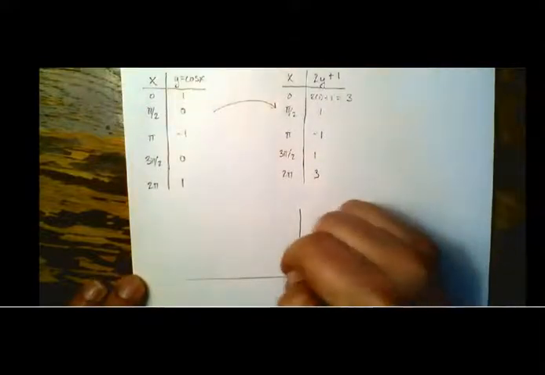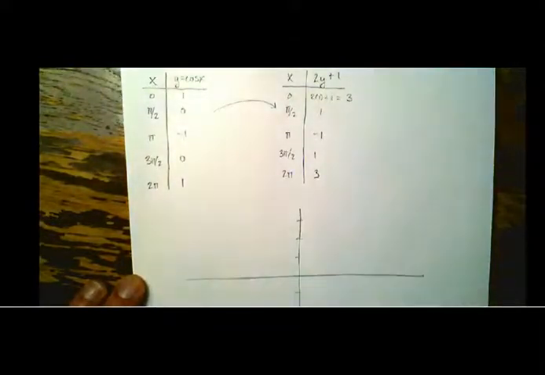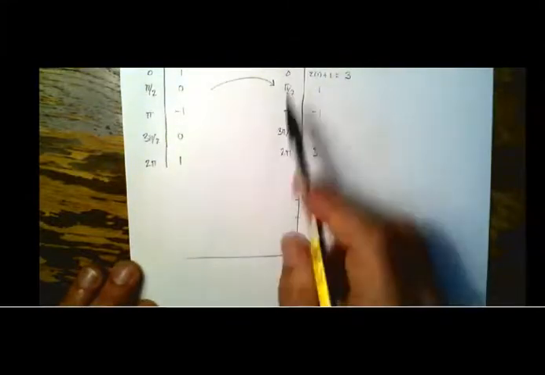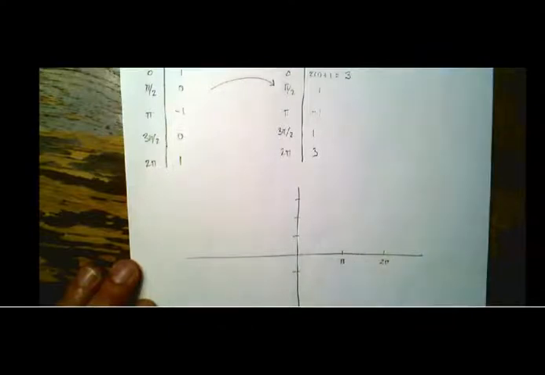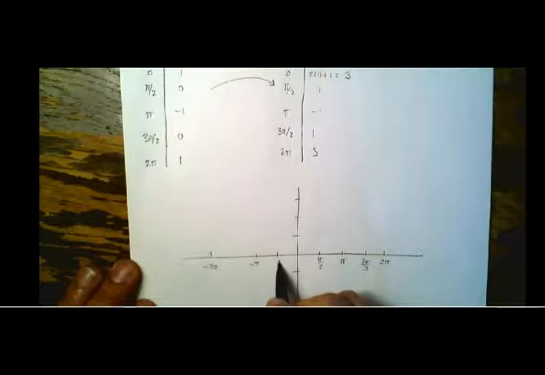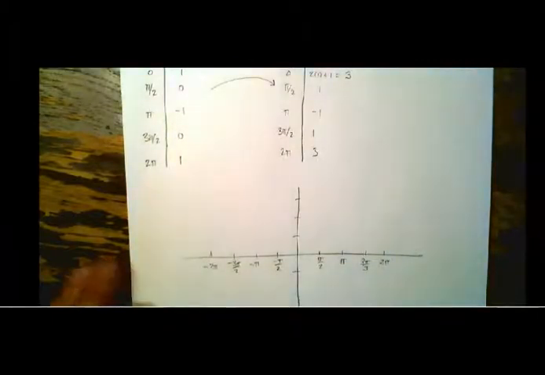So we need to go as high as 3, so let's say 1, 2, 3, and then negative 1 down here. And look, nothing's changed along the x-axis, so let's just do our usual 2 pi, pi, pi over 2, 3 pi over 2. And we'll do another period back here, so negative 2 pi, negative pi over 2, negative 3 pi over 2. Okay?